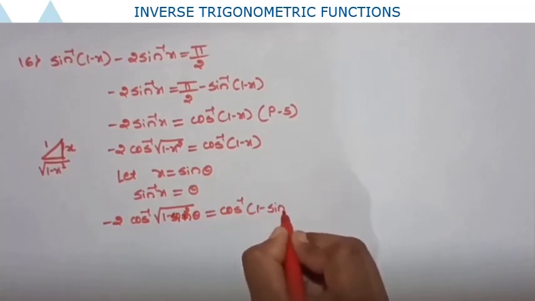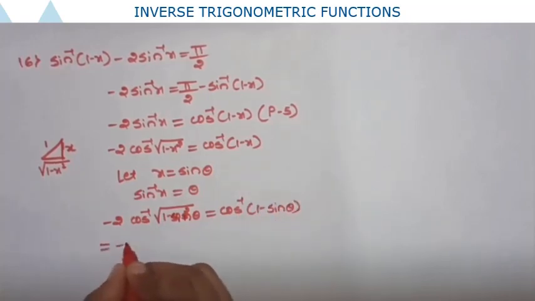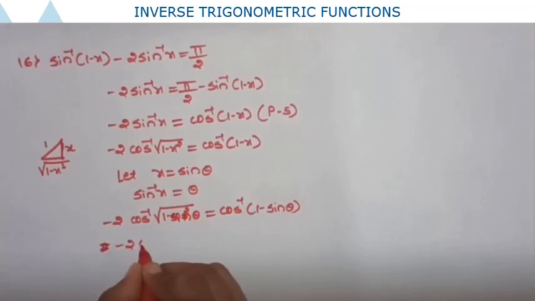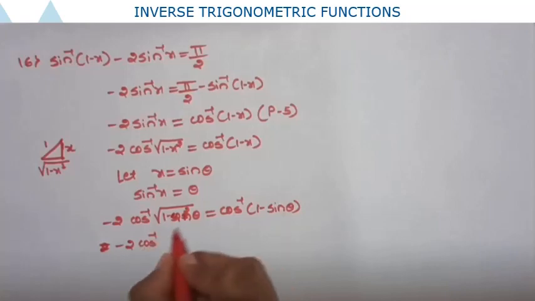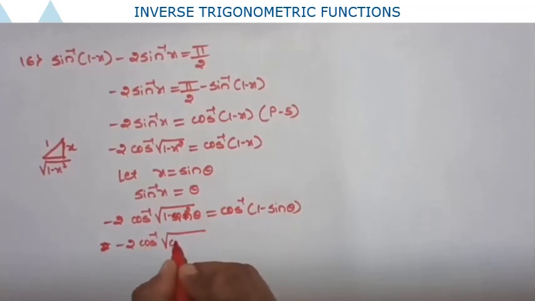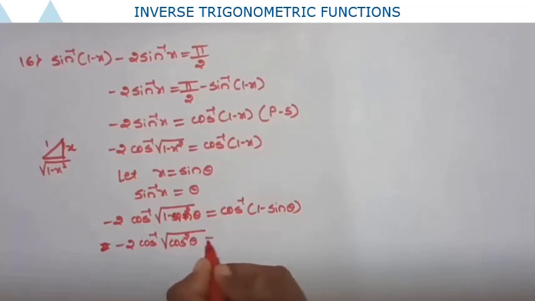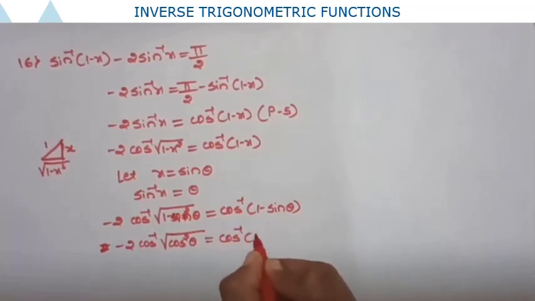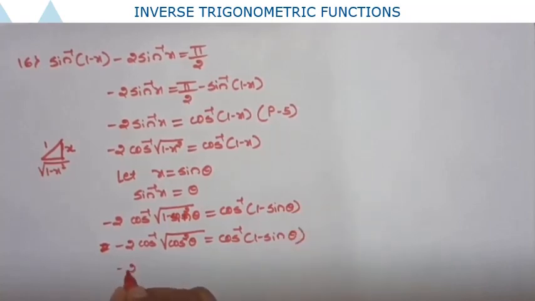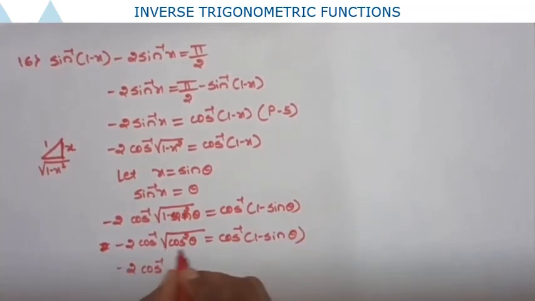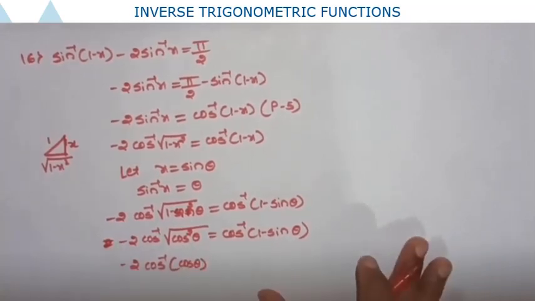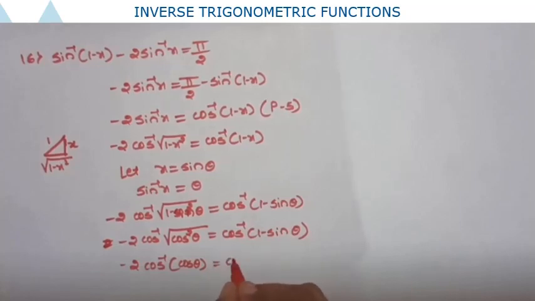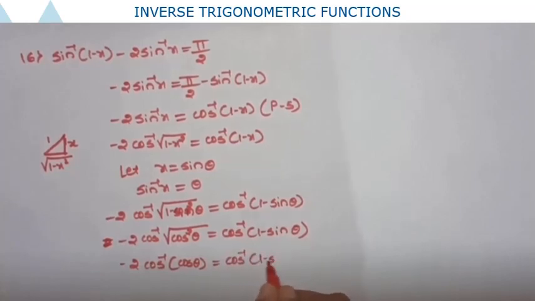What is x? X is sin theta. Therefore minus 2 cos inverse root of 1 minus sin square theta. What is root of 1 minus sin square theta? That is nothing but cos square theta, and this is nothing but cos inverse of 1 minus sin theta. And again this one, minus 2 cos inverse of root of cos square theta, that is nothing but cos theta. So therefore this is equals to cos inverse of 1 minus sin theta.